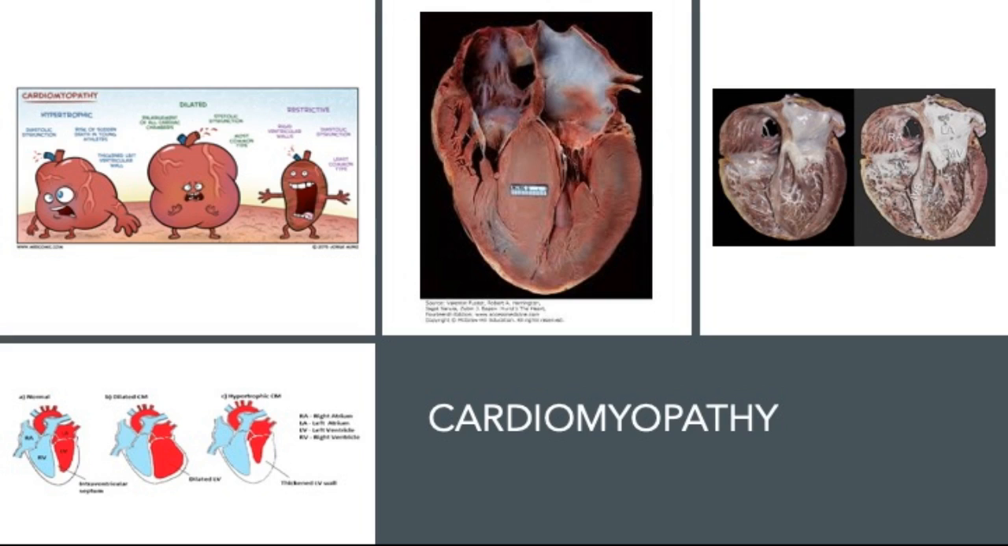Now, if the blood is coming from the lungs, you'll have dyspnea and shortness of breath. If it's coming from the body, you'll have hepatomegaly, ascites, lower extremity edema. Now, dilated cardiomyopathy is a systolic dysfunction, whereas the hypertrophic and restrictive are diastolic, seeing that left ventricle can't relax how it should.